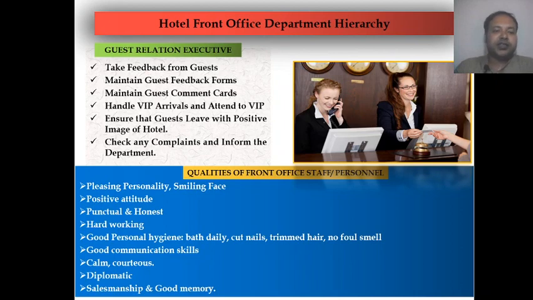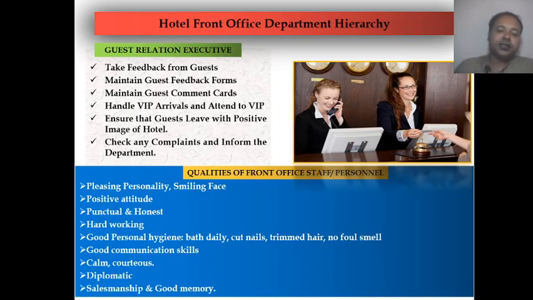And if we see the guest relations, they should take feedback from the guest, and day to day collect the feedback from the guest, whether they are satisfied or not, whether they are expecting some more services, more support from the hotel authority, or if they like to get some advantages or privileges. They can collect some data from their guests, maintain guest feedback forms, maintain guest comment cards, handle VIP arrivals, attend to VIPs, ensure the guest leaves with a positive image of the hotel, check any complaints and inform the departments.